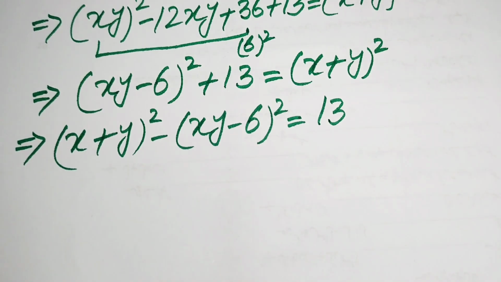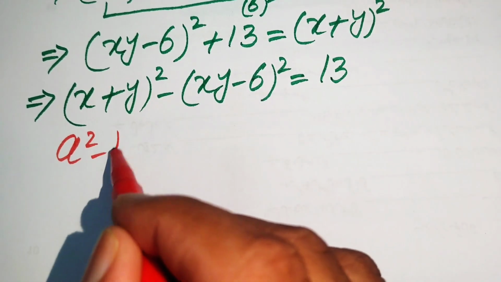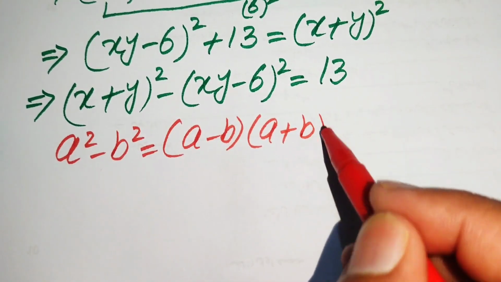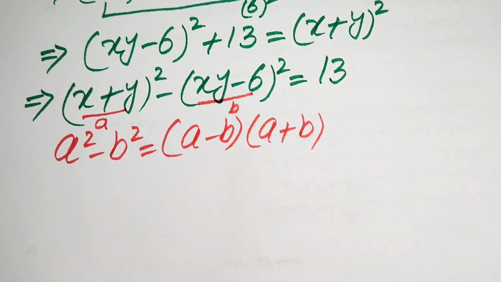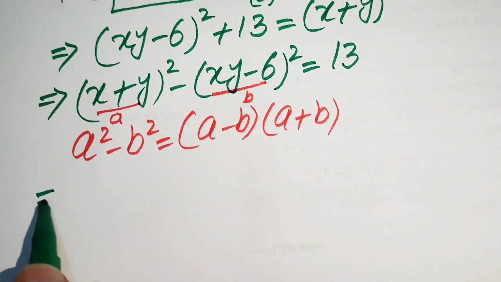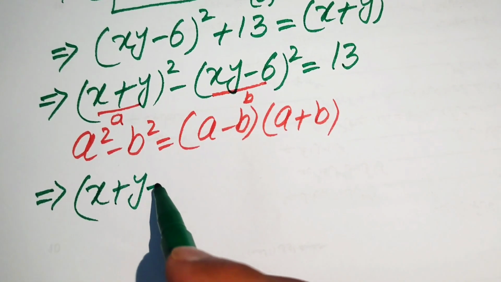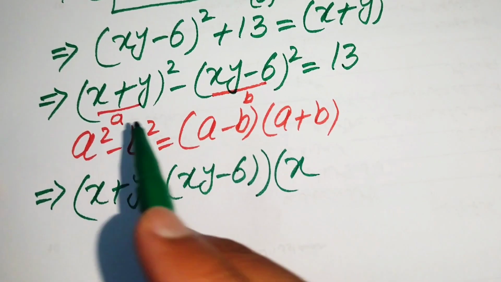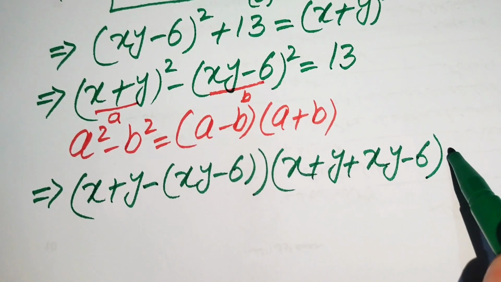And after that, we need the nice square identity, and you know about this identity. If we have a² - b², it is equal to (a - b)(a + b). So this is our value of a, and this is our value of b. Now in the next step, we use this identity on the above term, and it will be written as first we have a - b. Here our a is x + y, and minus our b is xy - 6, times a + b, and here again our a is x + y and our b is xy - 6, and it is equal to 13.